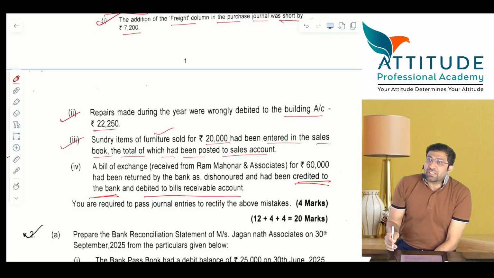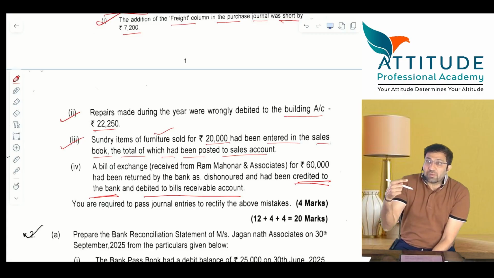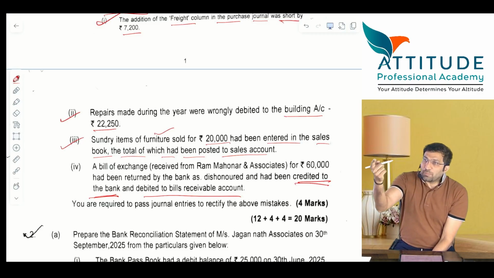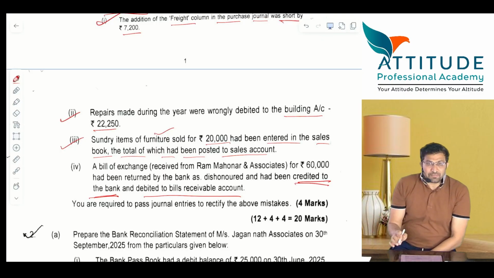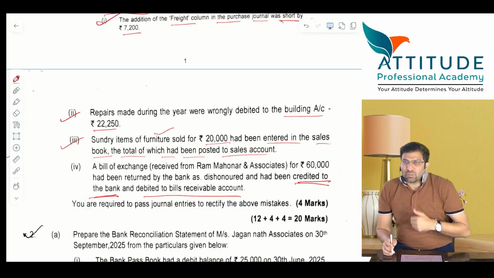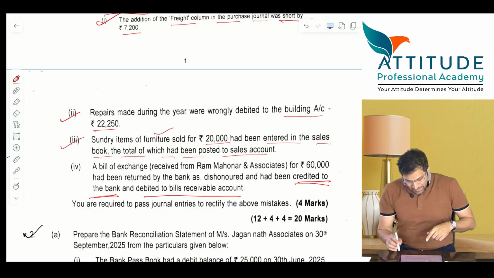What should have been debited? Ram Mohan. So now instead of debiting Ram Mohan, you have debited what? Bills receivable. Now bills receivable should get what? Credited. Ram Mohan should be debited. Understood? Because it is returned by the bank. If it is returned by the bank, you would have already discounted at the bank. No. So bank should get credited.